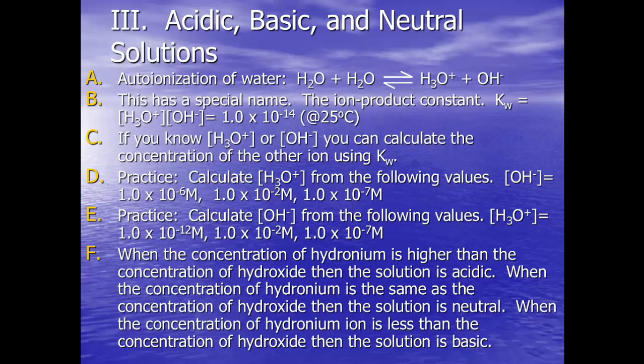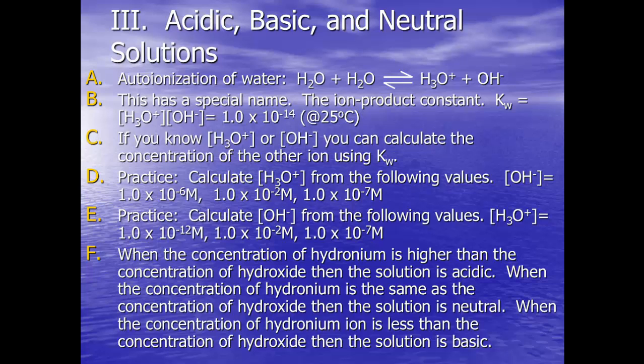If instead your OH- was 1.0 times 10 to the negative 2nd, then the H3O+ would have to be 1.0 times 10 to the negative 12th, because negative 2 and negative 12 give you negative 14. If you have an OH- concentration of 1.0 times 10 to the negative 7th, then negative 7 plus negative 7 give you negative 14, so your H3O+ would be 1.0 times 10 to the negative 7. So they'd be identical. When that happens, you've got a neutral solution, same amount of acid and base.